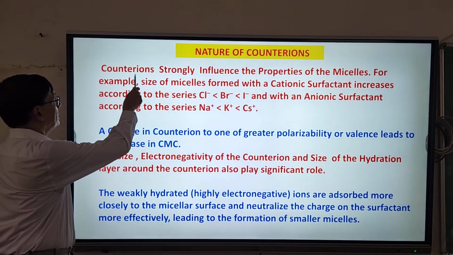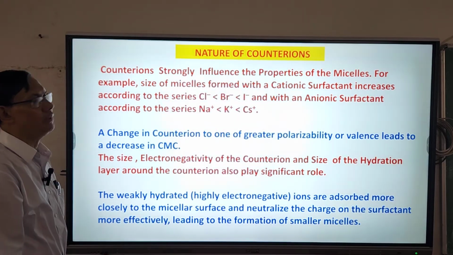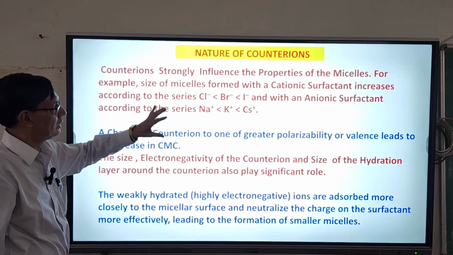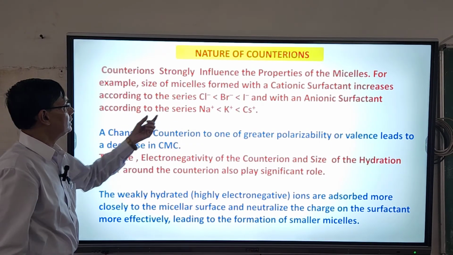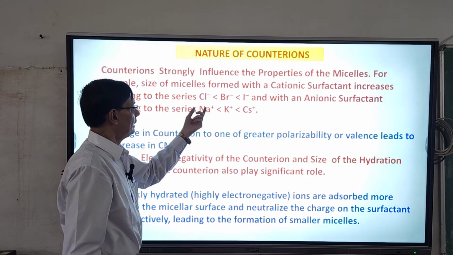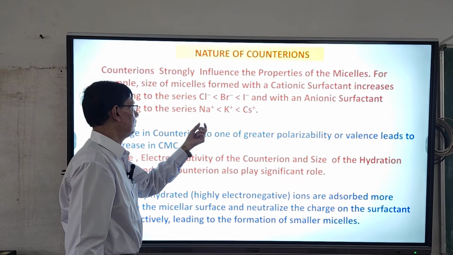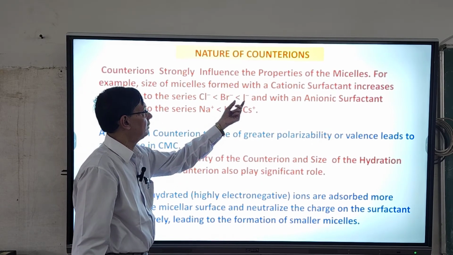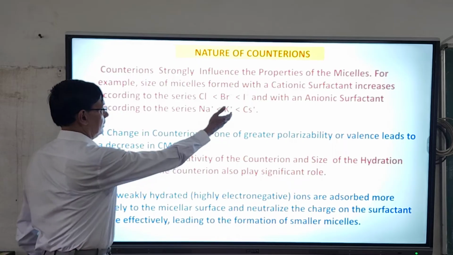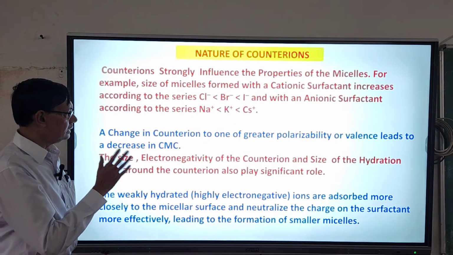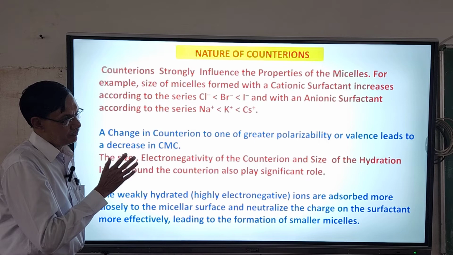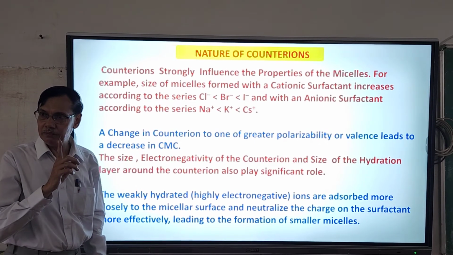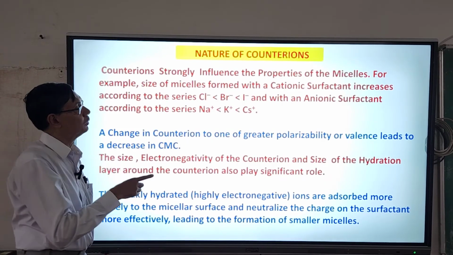You can see that counter ions strongly influence the properties of the micelles. For example, the size of the micelle formed with a cationic surfactant increases according to the series. You can take cetyl trimethyl ammonium chloride, cetyl trimethyl ammonium bromide, cetyl trimethyl ammonium iodide. The reason is that valency as well as polarizability plays some role.